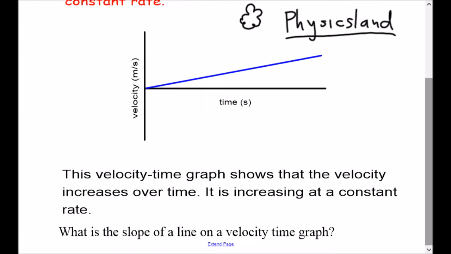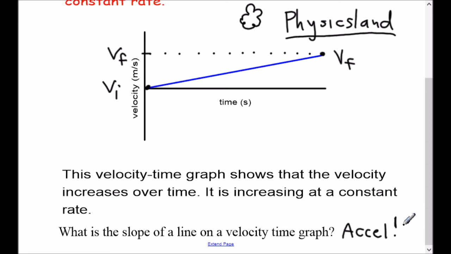Okay? Quick note here. This velocity time graph shows that the velocity increases over time. It is increasing at a constant rate. This is the initial velocity, and then this point is the final velocity, as I read it from the graph right here. Well, if I look at the rate of that velocity change, I'm really looking at the acceleration. And that means that the slope of a velocity time graph is acceleration. That's a pretty big deal. We talked previously about how the slope of a position time graph is velocity, and now we know that the slope of a velocity time graph is acceleration. That's something that we'll probably use from time to time down the road.